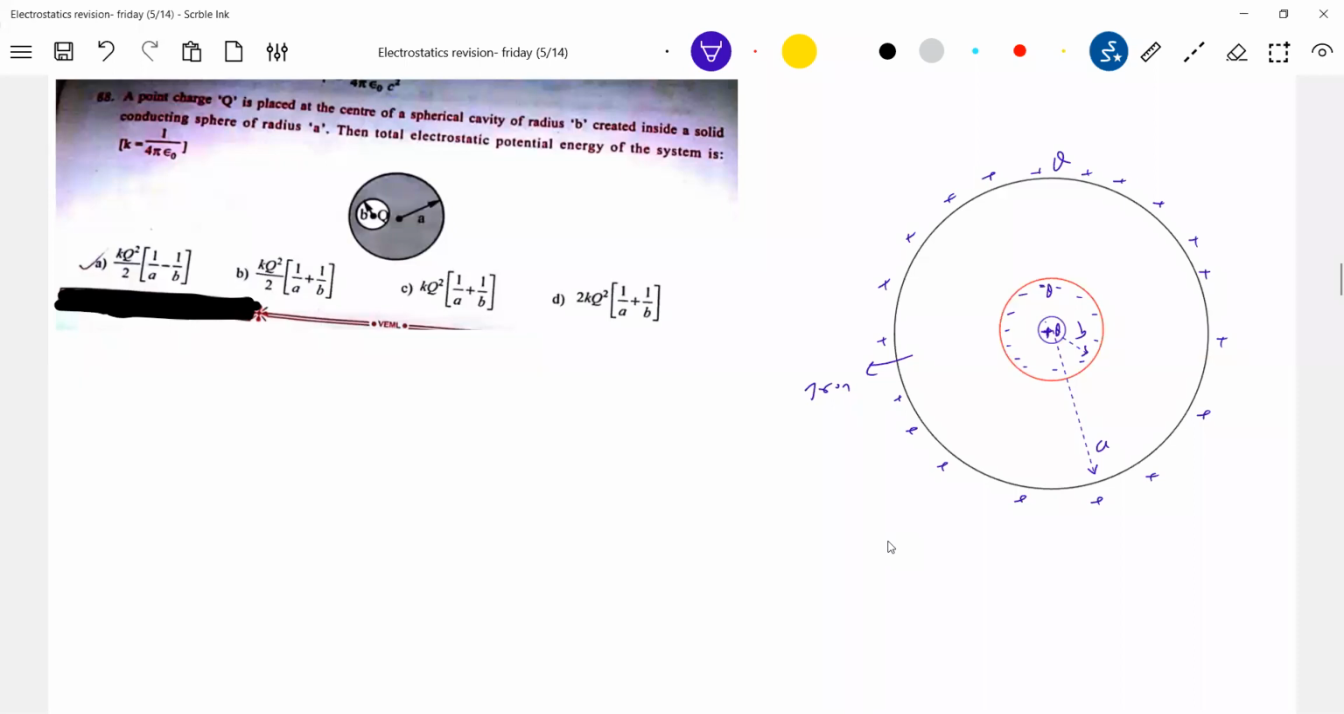Now, how many surfaces are there? This is surface 1 and this is surface 2. What is the total energy of the system? Interaction potential energy plus self energies. What is the interaction? There's interaction between the point charge and surface 1, minus kq square by A. There's interaction between the point charge and surface 2, kq square by B. There'll be interaction between surface 1 and surface 2, minus kq square by B.